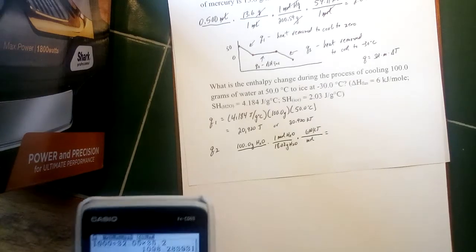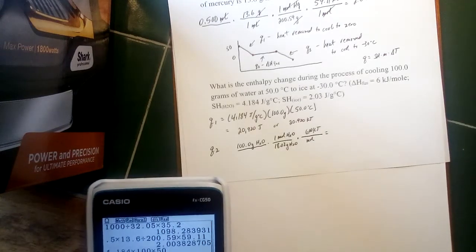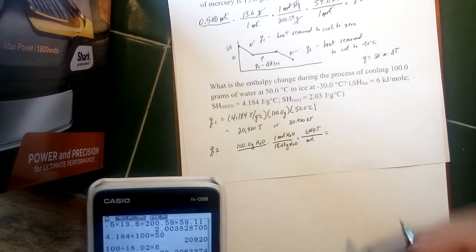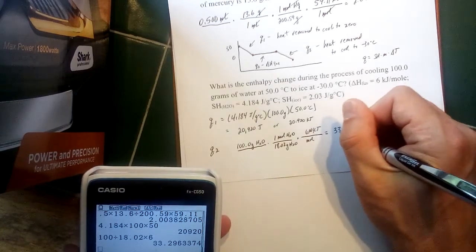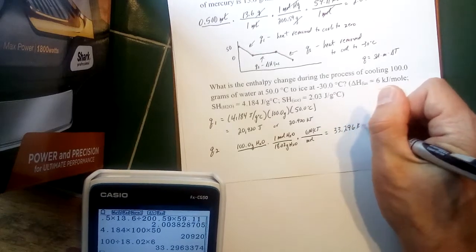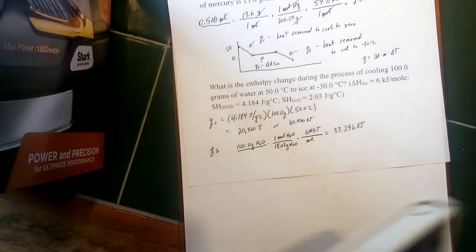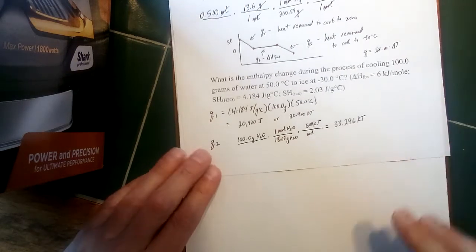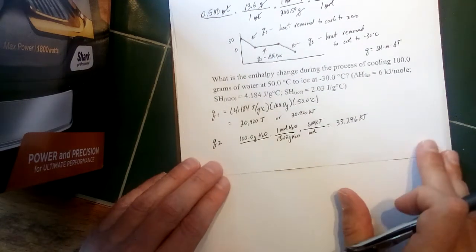So we have 3 sig figs there as well. So 100 divided by 18.02 times 6, and this would be 33.296 kilojoules. And again, I know this is going to be 3 sig figs, but I kept a few extra figures there just so I reduce rounding errors by the time we get to the end.